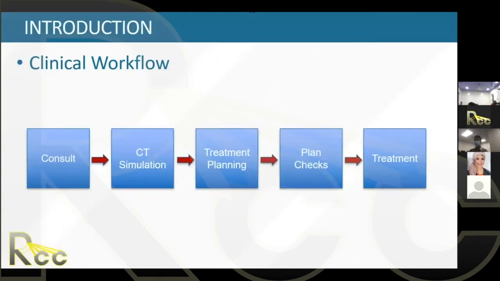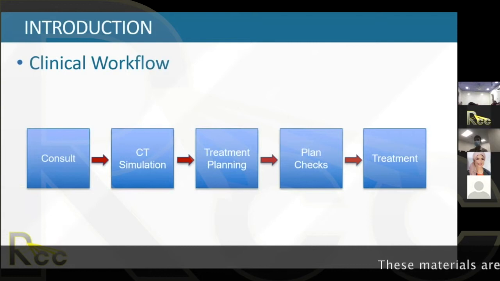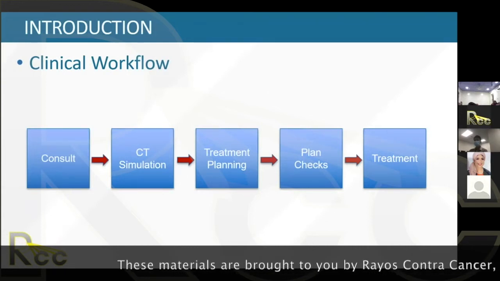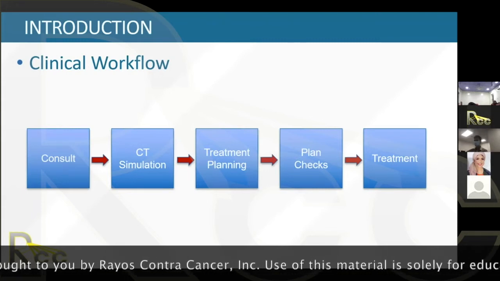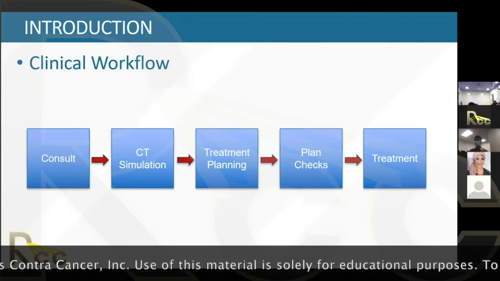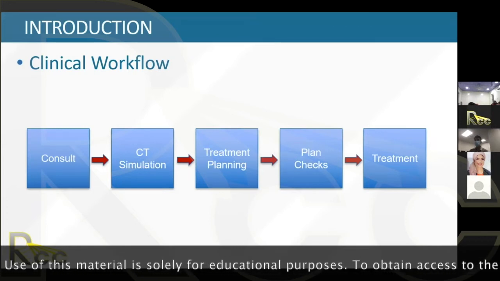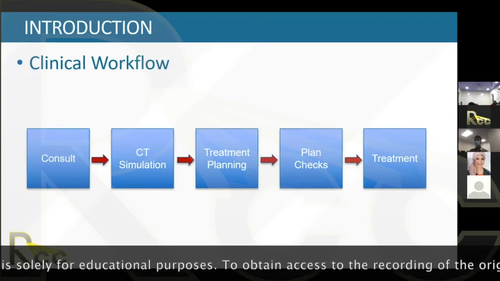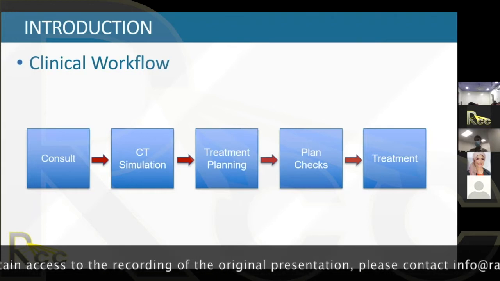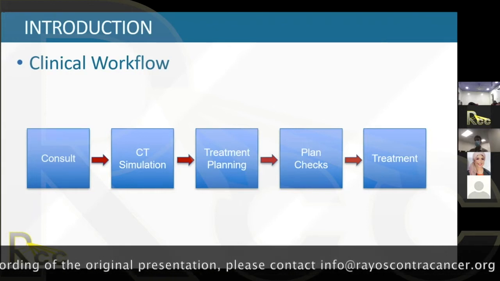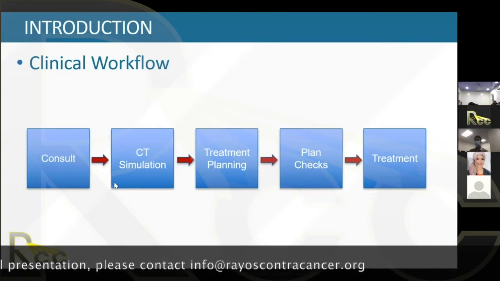So first, briefly, I'll talk about the clinical workflow that we have at UCSD. Typically, it all starts with a consultation. This is where the patient will get to meet with the radiation oncologist and talk about their treatment options and what potential treatment plan the doctor has in mind for that patient. Once the treatment plan has been agreed upon, the next step will be the CT simulation.